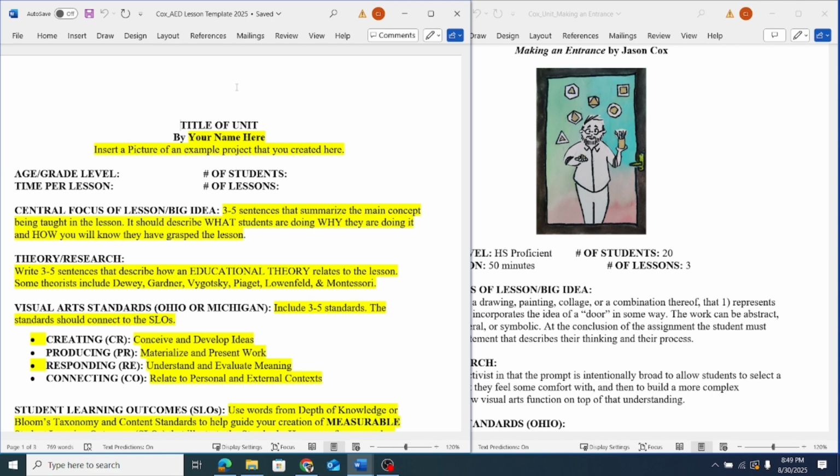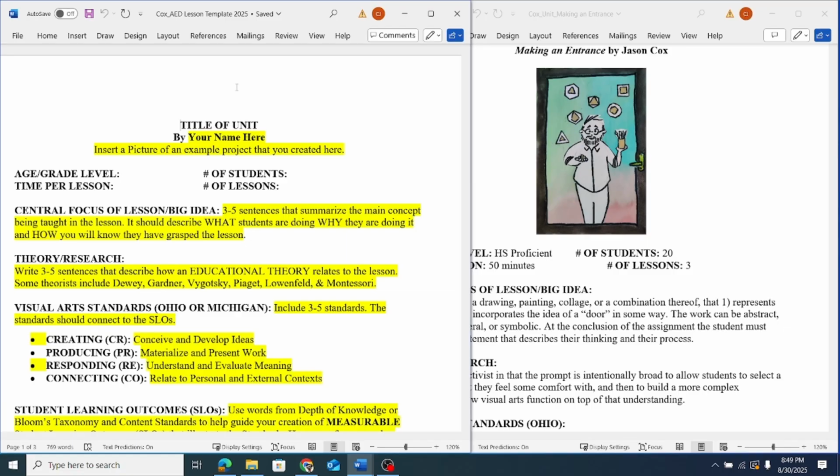Age and grade level. Now for mine, like I said, it's high school proficient, but for you, you really want to add somewhere pre-K to 6. The number of students, you can just put 20 for now. It'll vary a little bit depending on the class. Time per lesson, you could just put 50 minutes, same as I did. And number of lessons, 3 is a good amount to use.